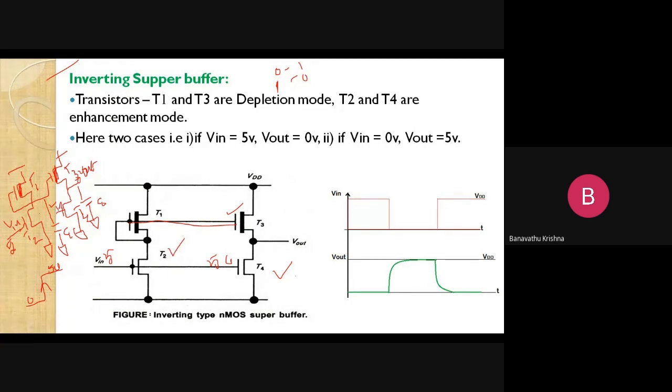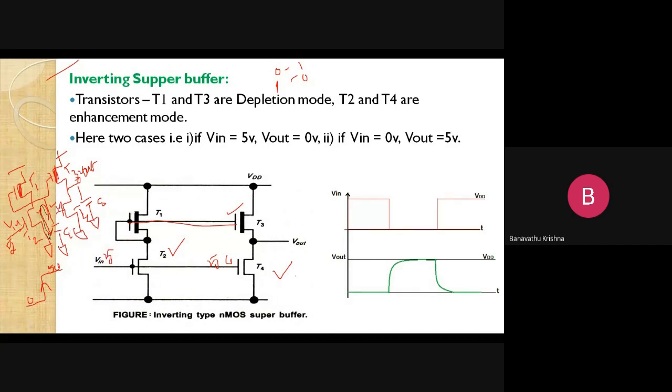So if T2 is in the on condition, let us see in the circuit diagram what I have drawn here. If T2 is on, what is the value across the load capacitor? It discharges to ground, discharges to ground here.